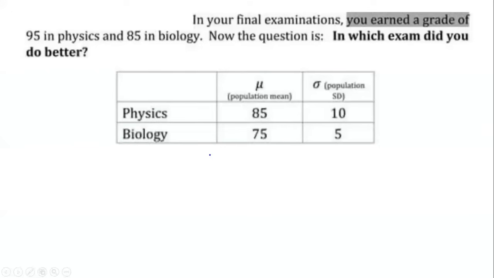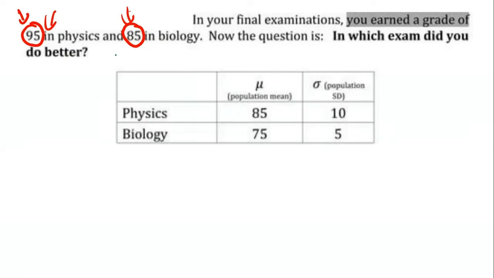So, for example, in your final examination, may grade daw kayong 95 sa physics and 85 sa biology. Now, the question, in which exam did you do better? So, bago natin sagutin, without overanalyzing the data, saan kayo mas happy? Sa 95 ba o sa 85 na grade? Of course, dun sa 95 kasi mas mataas naman ito dun sa 85.